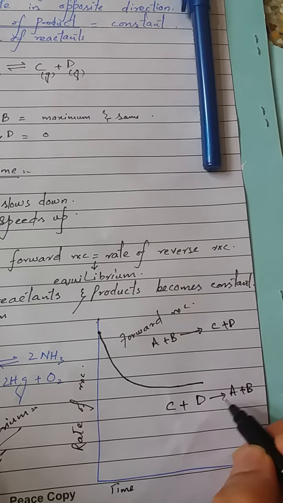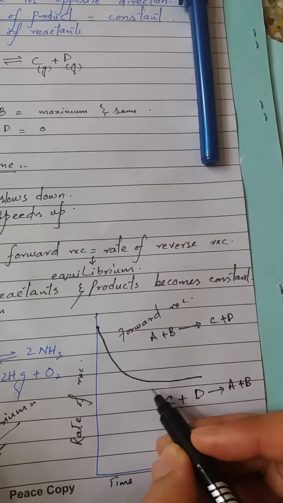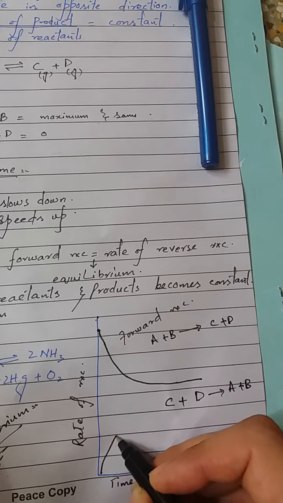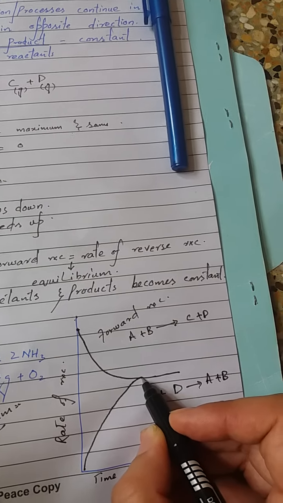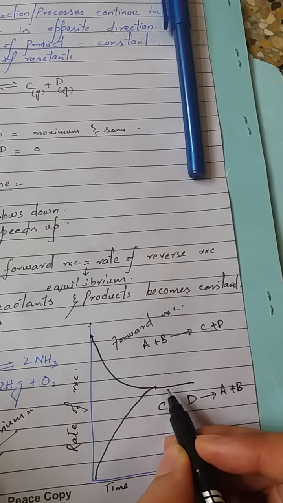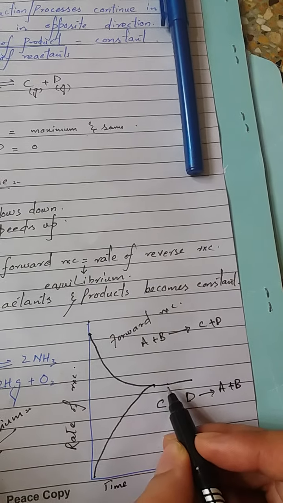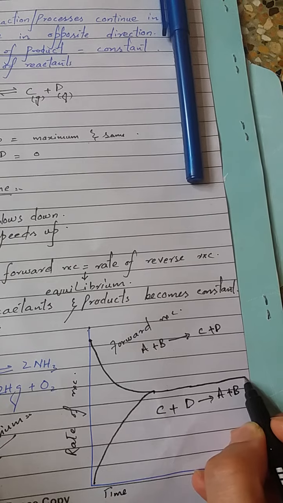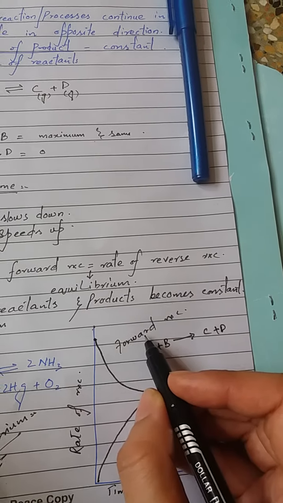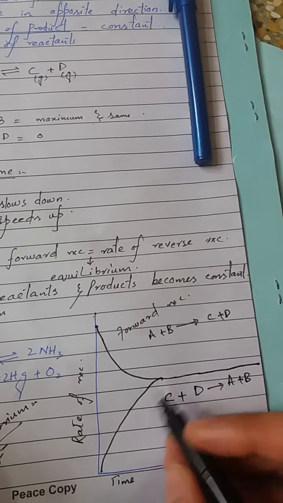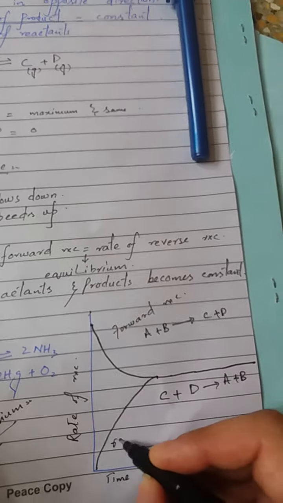So the rate of reverse reaction will start here. The rate of reverse reaction increases with the passage of time and the rate of forward reaction decreases. A time comes when the rate of forward reaction becomes equal to the rate of reverse reaction, and the concentrations of reactants and products become equal with each other.